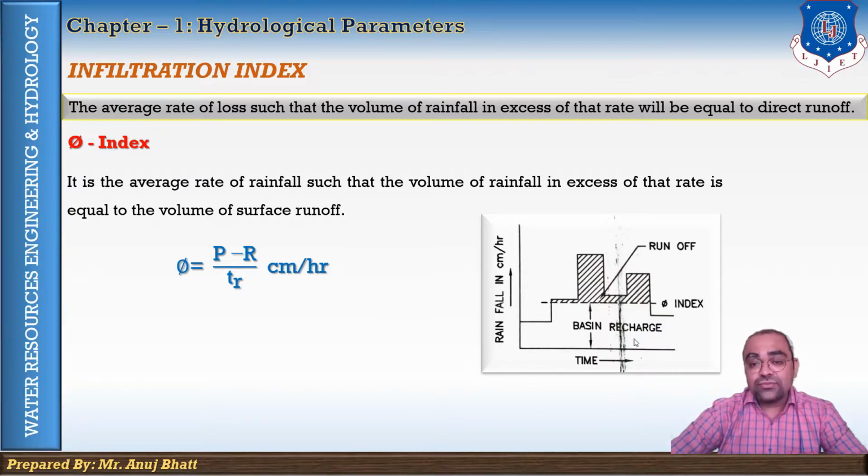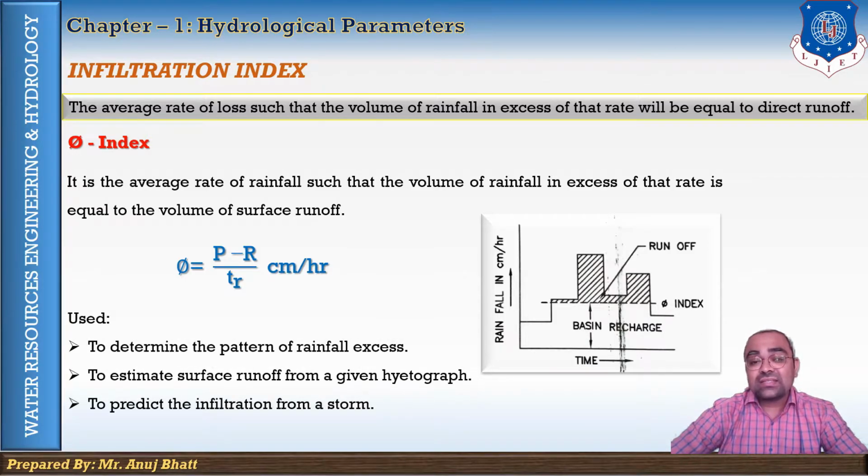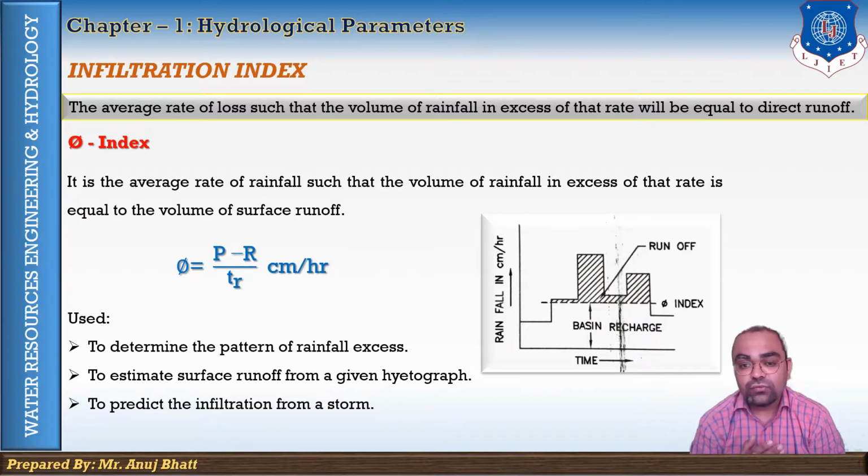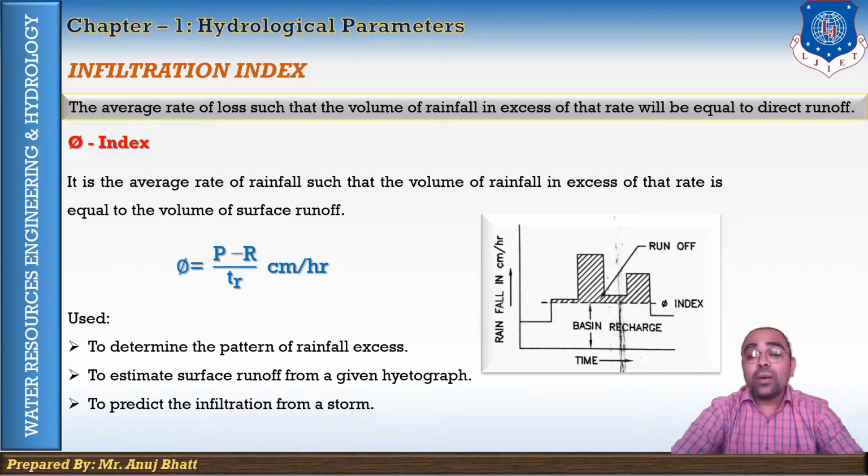The phi index is useful for unit hydrograph analysis to determine the pattern of rainfall excess, because the index accounts for the total abstraction, that is, interception, depression, or infiltration losses. It can also be used to estimate the surface runoff from a particular hydrograph. It is especially useful for predicting the infiltration from a storm occurring over a large basin for which the infiltration capacity curve cannot be easily determined.